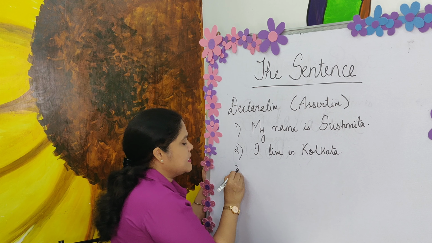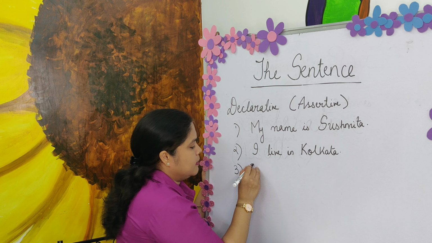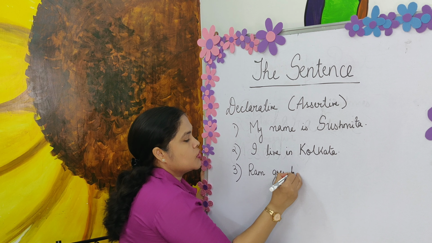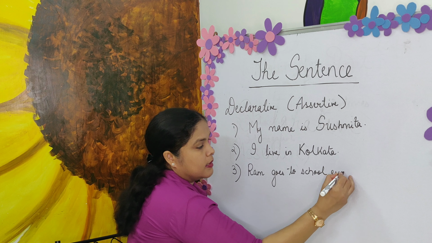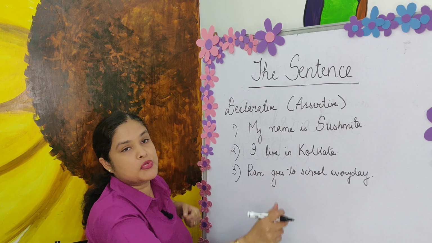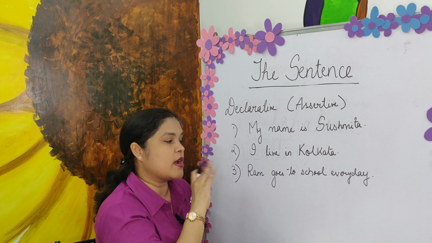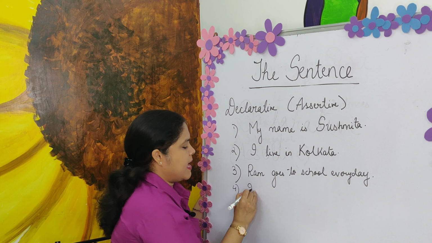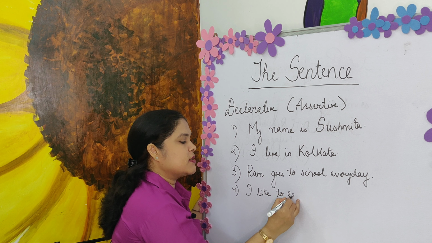The third sentence states, Ram goes to school every day. Again, Ram goes to school every day. It is telling you a fact, right? It's a habit that he is into. So Ram goes to school every day. Correct.